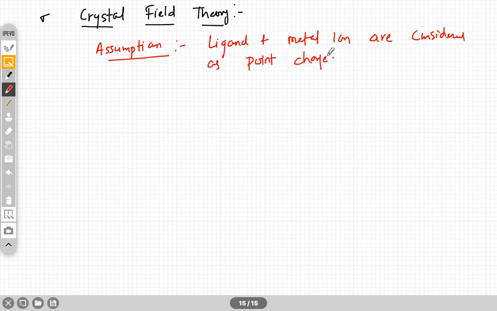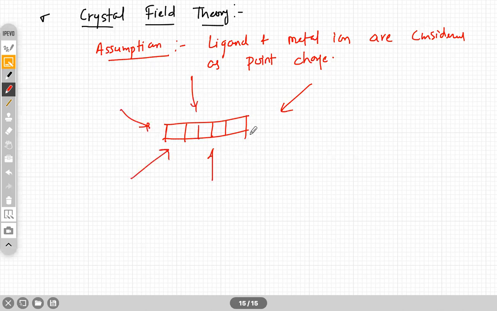Now, since they are point charges, there will be electrostatic attraction. The ligand is negatively charged and the metal ion is positively charged, so we have electrostatic attraction between them. The entire theory is based upon this assumption. But now, we have the d orbitals of the metal, and the ligands are trying to approach the metal with their lone pair of electrons. And there are electrons already present in the d orbitals of the metal, right?